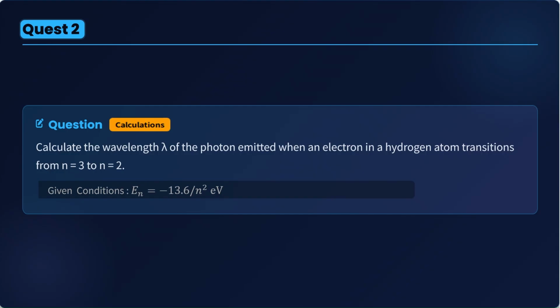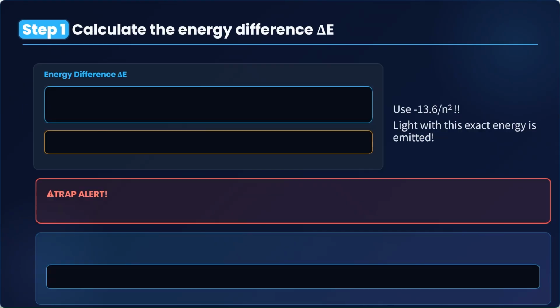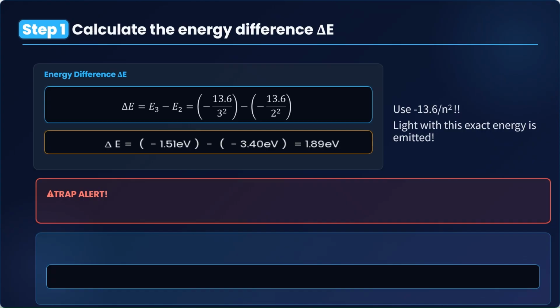The steps are simple. Step 1. First, calculate the energy difference, delta E. Using our formula, delta E equals E3 minus E2, which equals negative 1.51 electron-volts minus negative 3.40 electron volts, giving 1.89 electron volts. Great! Now we just need to find the wavelength of light corresponding to this energy.